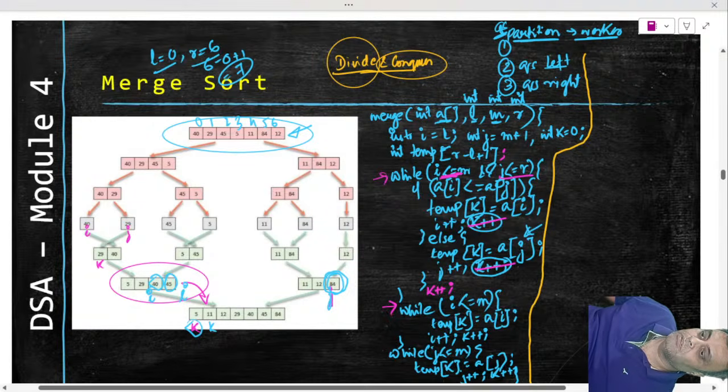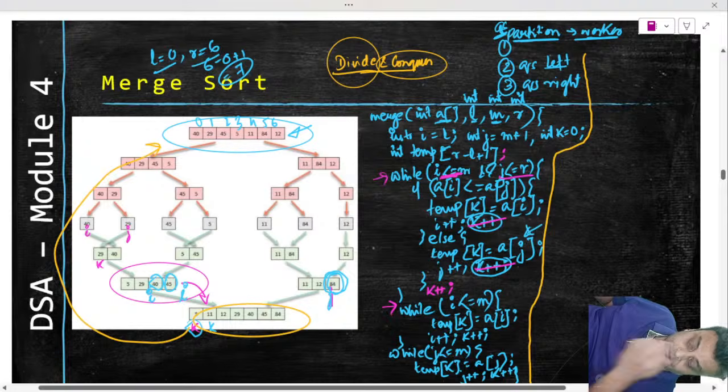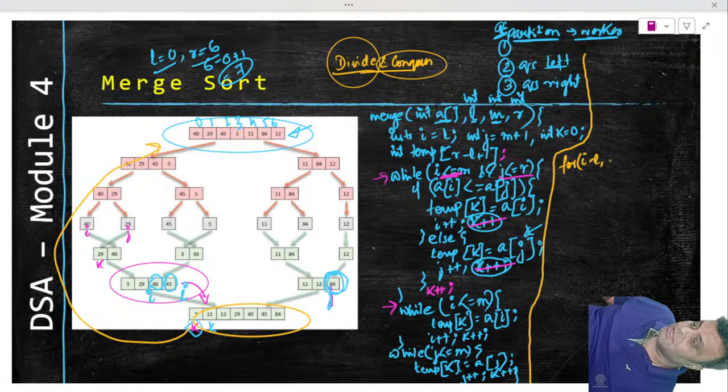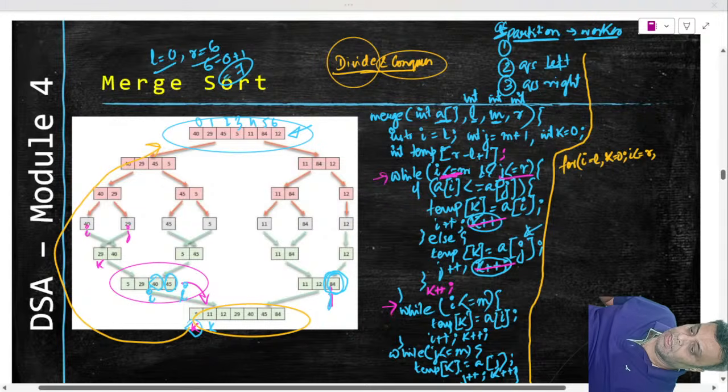The last step that will be left is that after all of this is done, this temporary array needs to go back to the main array, right? So the temporary array needs to go back to the main array, and it's a very simple loop that we will run. We will say for I equal to L, K equal to 0, I less than equal to R, I plus plus, K plus plus.